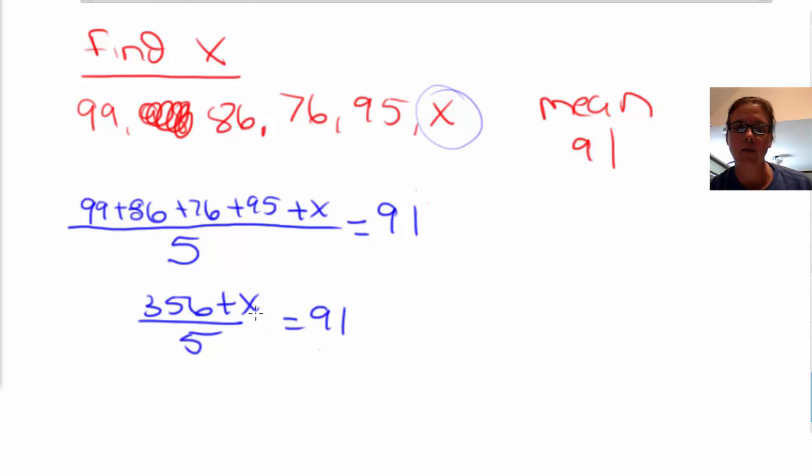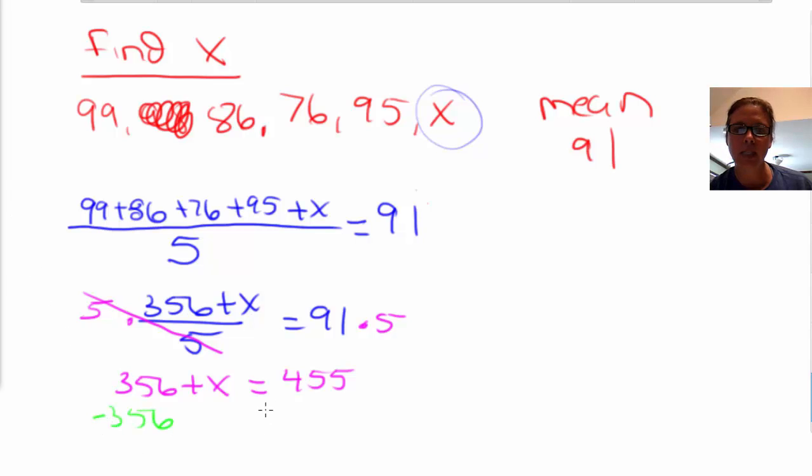Now this has just become one of your two-step equations. Okay? See, it never goes away. So you got to get those two-step equations. This is divided by 5, so we multiply by 5. Okay, these cancel. You're left with 356 plus X equals 455. Okay, so now we're here. We have to do our next step. We subtract 356. Okay, and you should get 99.